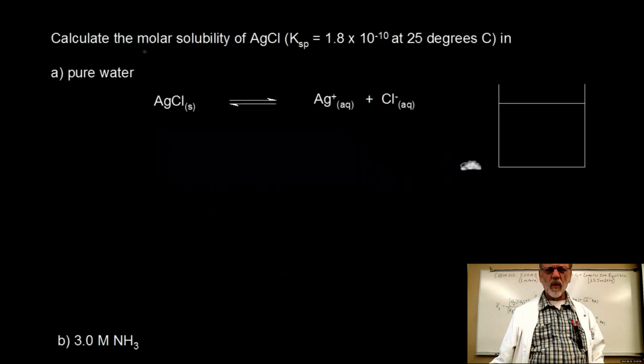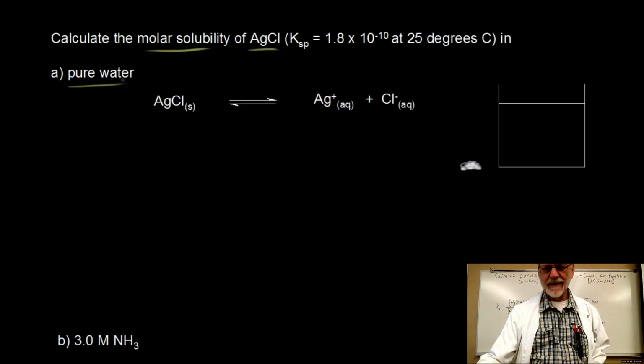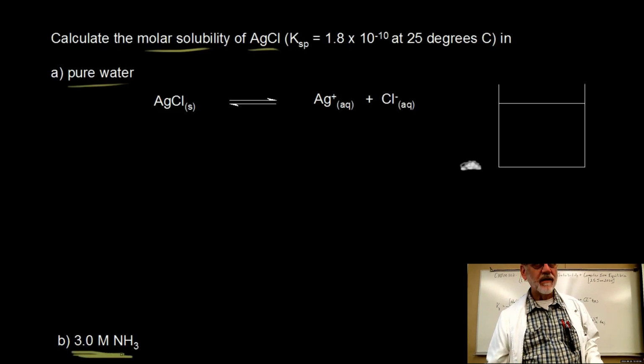First, let's calculate the molar solubility of silver chloride in pure water, and then we're going to compare the solubility that we get in part A to the solubility that we're going to get in part B. And in part B, it's no longer pure water. We're going to have some ammonia present.